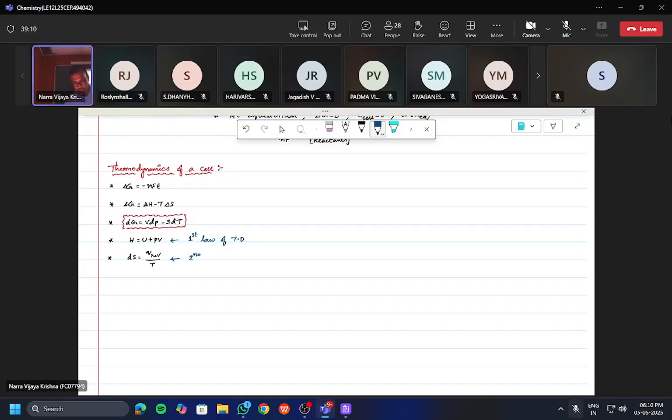What is the third law of thermodynamics? At 0 Kelvin, delta S approaches 0. Limit T tends to 0, delta S equals 0. Third law of thermodynamics, right?